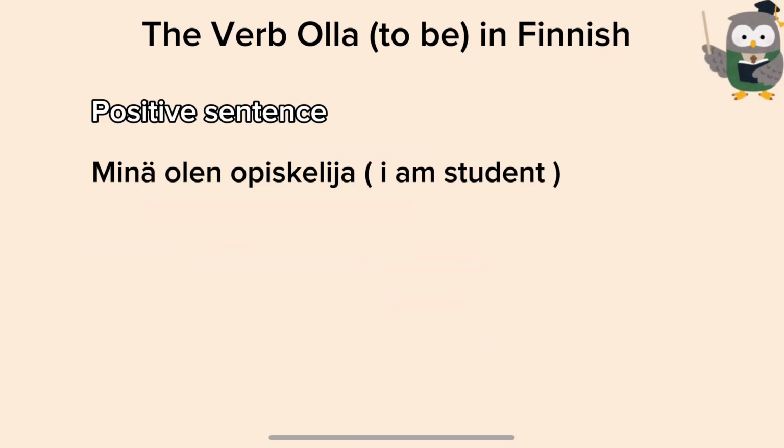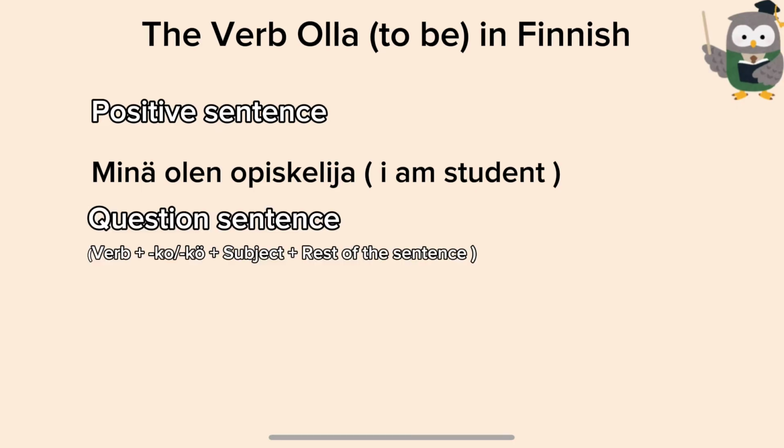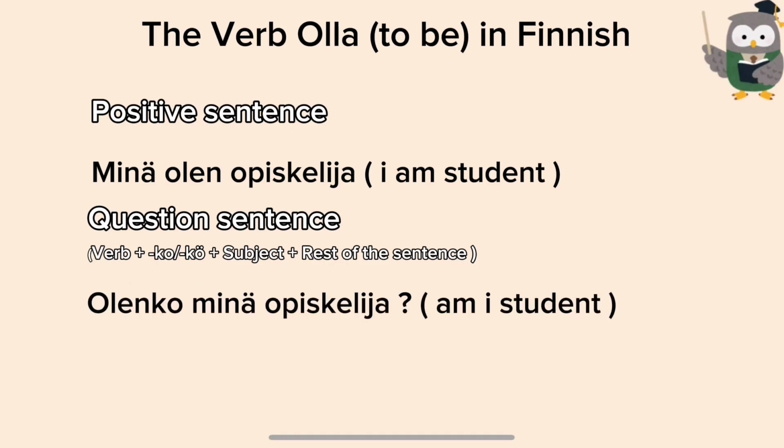Now let's learn how to turn this into a question. To make a question in Finnish, we flip the order of the subject and the verb. Let me show you how this works with the verb olla. The positive sentence is Minä olen opiskelija. I am a student. To make it a question, we move the verb olen before the subject minä and add ko to the verb. It becomes Olenko minä opiskelija?